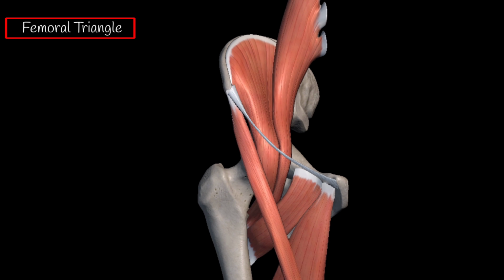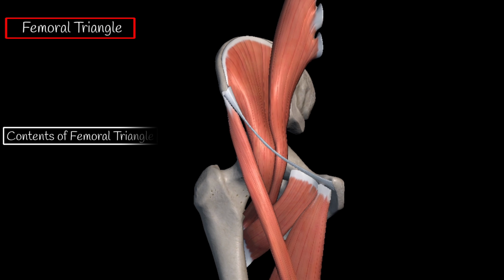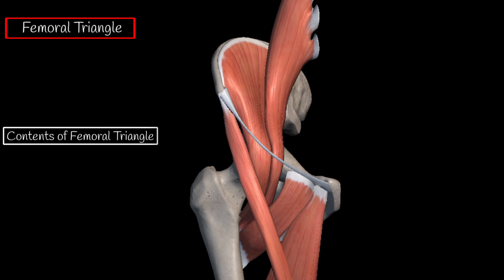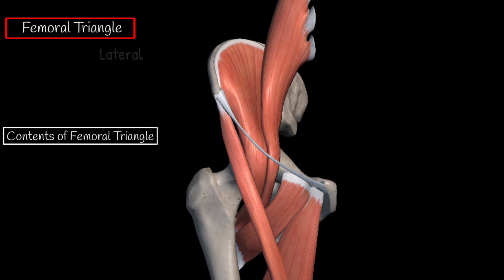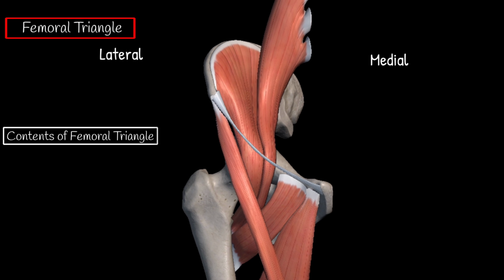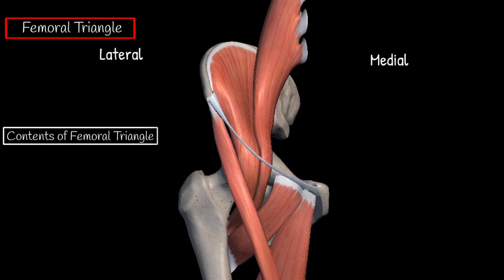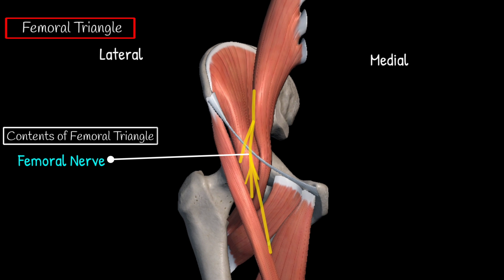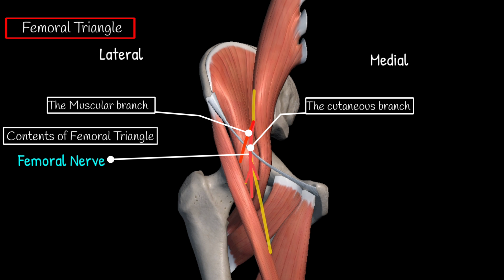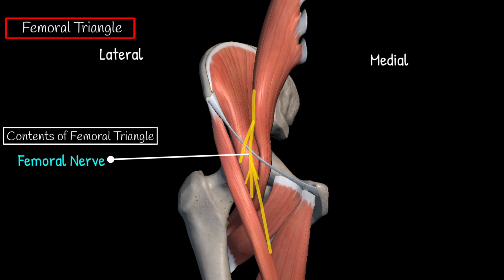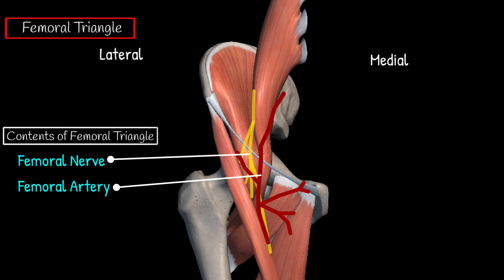More important than the borders of the femoral triangle is the contents of the femoral triangle. We will discuss the contents of the femoral triangle from lateral to medial side one by one. The most lateral structure is the femoral nerve. Toward its bottom, it divides into three branches: the cutaneous branch, which supplies the skin, the muscular branch, which supplies the muscles, and the saphenous nerve, which follows down the femoral artery and travels down to meet the great saphenous vein.